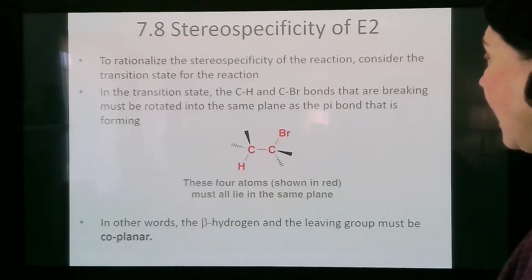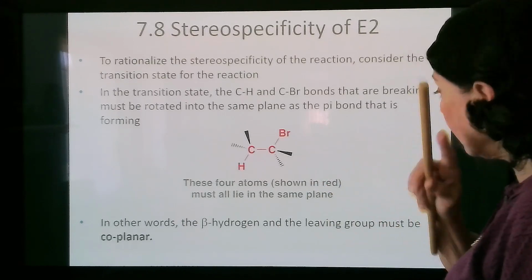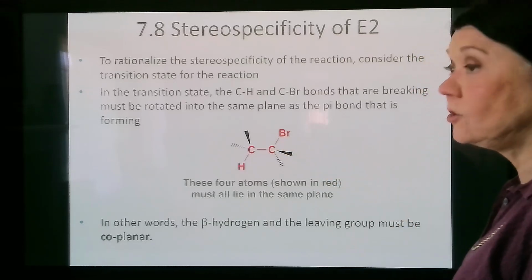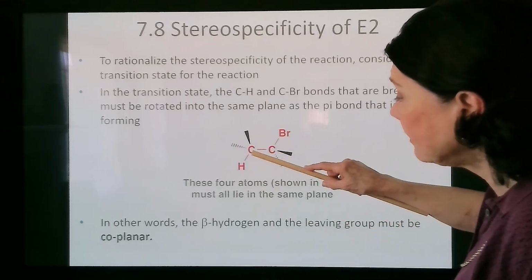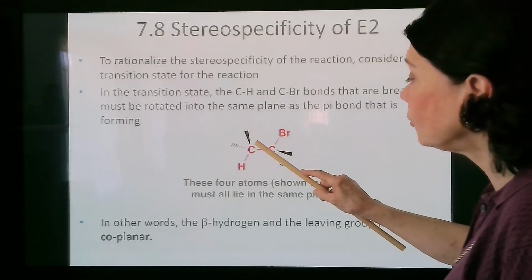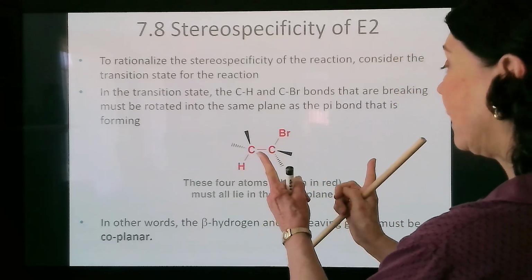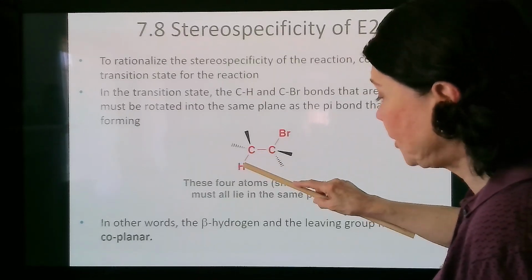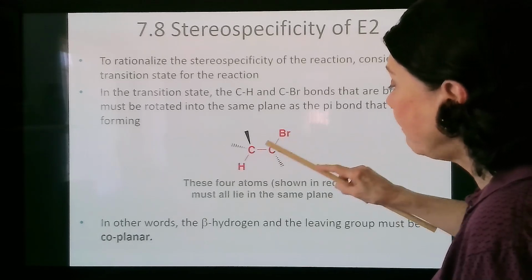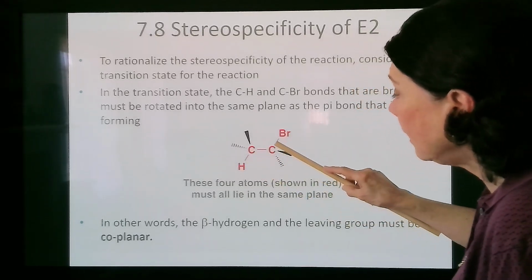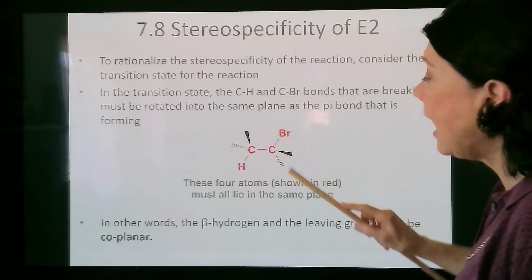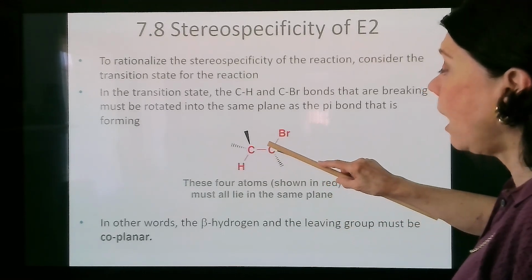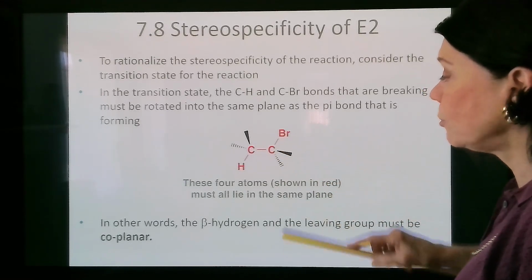Okay, and let's go back and look at why. Let's look at why for just a minute. Why it is that you need these to be anti instead of syn. If you have the CH bond sticking up, notice that the hydrogen and the bromine are actually pointing away from each other. And this way, with the CH bond going down and the CBr going up, notice how this bond is parallel to that bond. And what you have is, in the transition state, an incipient pi bond here, a partially formed pi bond.